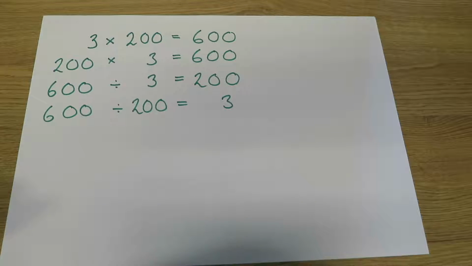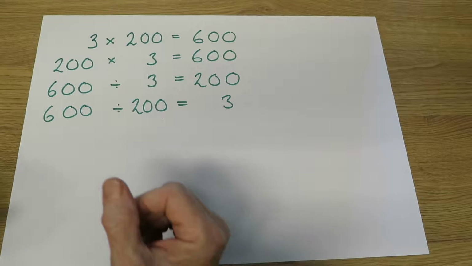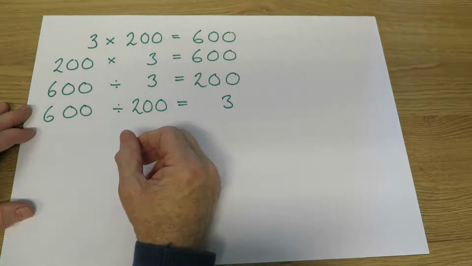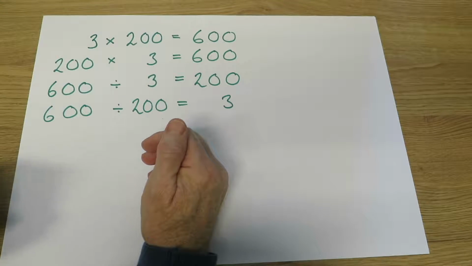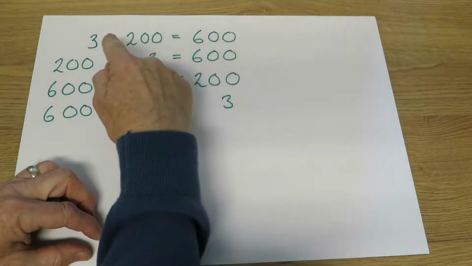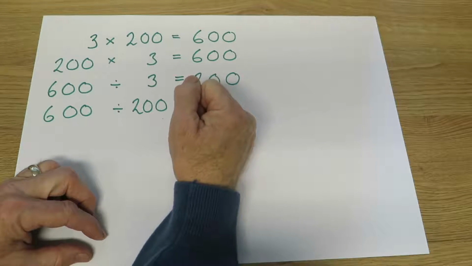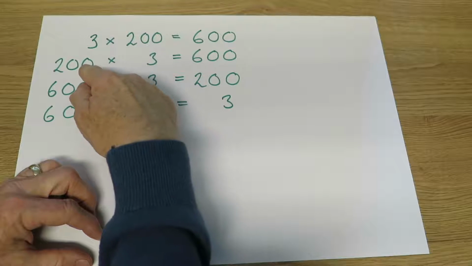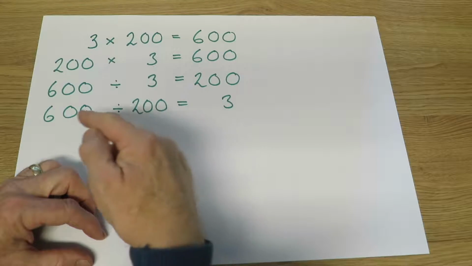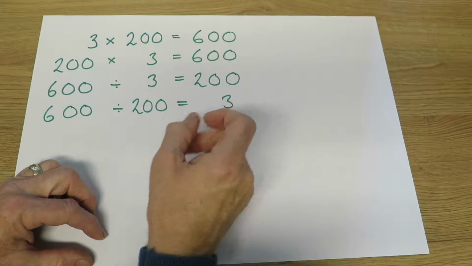Multiplication for ages 9 to 10. In this video, I'll be concentrating on the process of multiplication, though of course multiplication and division are closely related because division is the inverse of multiplication. So for example, because 3 times 200 equals 600, then 600 divided by 3 must be 200, and because 200 times 3 is 600, 600 divided by 200 must be 3.